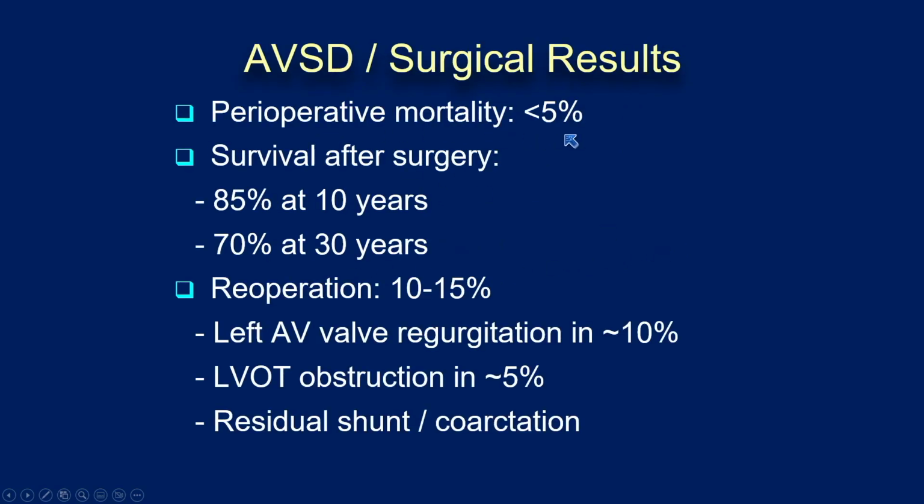Perioperative mortality is low. I would think it's probably less than 2% at our center. The survival after surgery is about 85% to 10 years and about 70% to 30 years. So it's certainly a reduced lifespan. Reoperations 10 to 15%. Left AV valve regurgitation is one of the major problems we have. And sometimes we have to replace left AV valves already in young children and have to put in valves that are not necessarily made for that purpose. Then left ventricular outflow tract obstruction is something you have to follow for, and residual shunts and coarctation is also a problem.